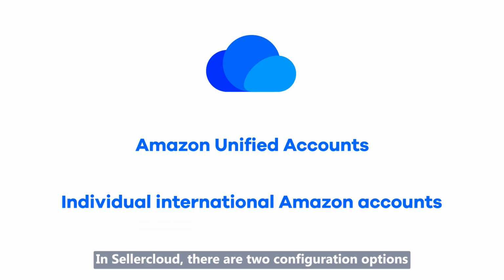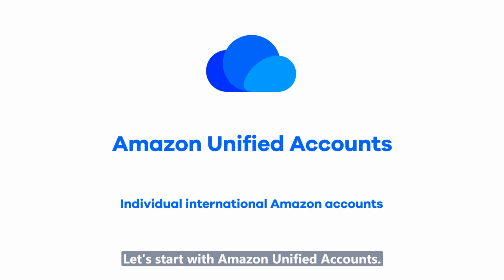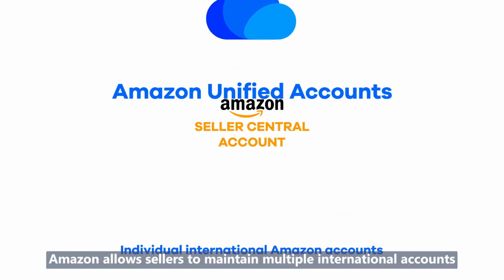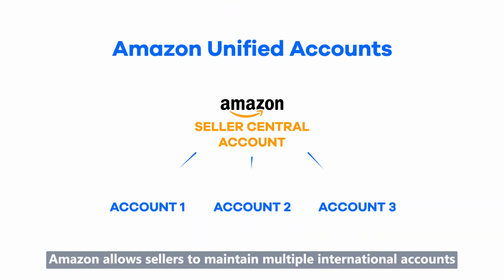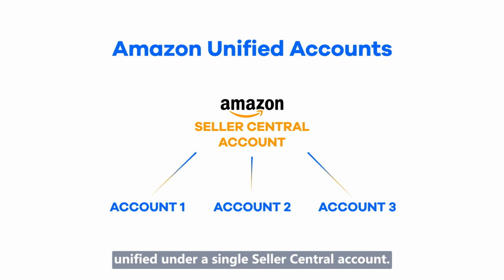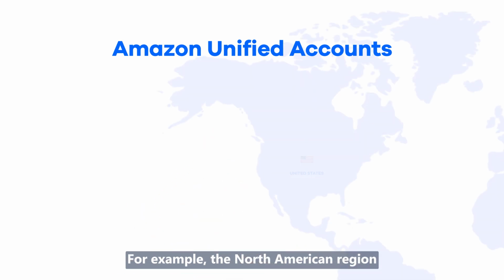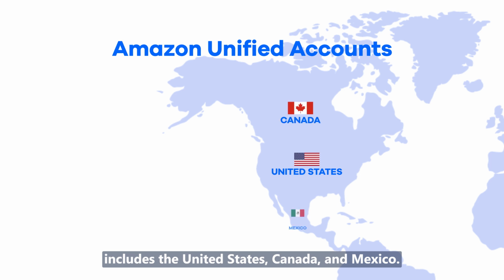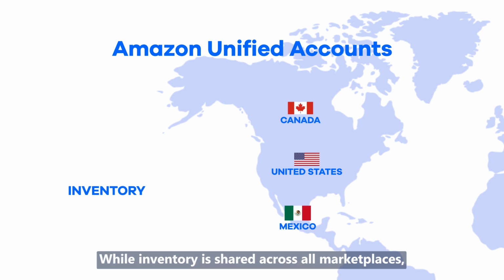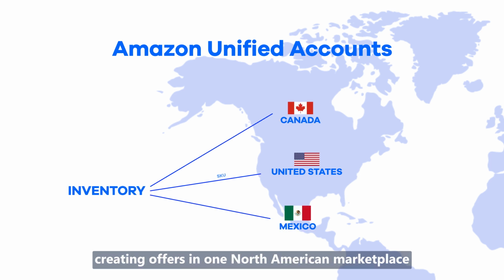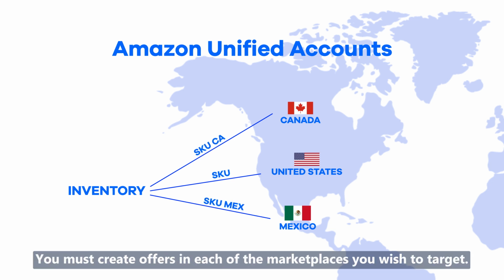Let's get started. In Sellercloud, there are two configuration options when selling on Amazon international marketplaces. Let's start with Amazon Unified Accounts. Amazon allows sellers to maintain multiple international accounts unified under a single Seller Central account. For example, the North American region includes the United States, Canada, and Mexico. While inventory is shared across all marketplaces, creating offers in one North American marketplace does not automatically populate offers in the others. You must create offers in each of the marketplaces you wish to target.